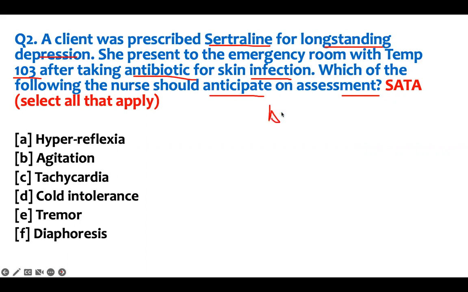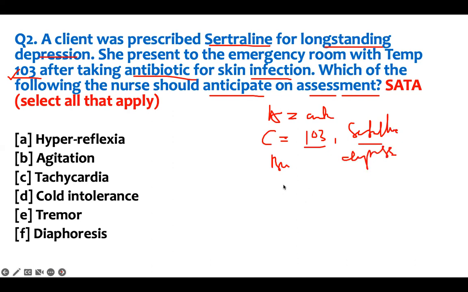So what is being asked? You're looking for anticipated assessment, okay? What is the case? Then you read it. A client was prescribed Sertraline for a long-standing depression and presents to the emergency room with a temperature of 103. So I have a patient who presents with 103 on Sertraline, and the buzzwords are the same thing: 103, Sertraline, and depression.